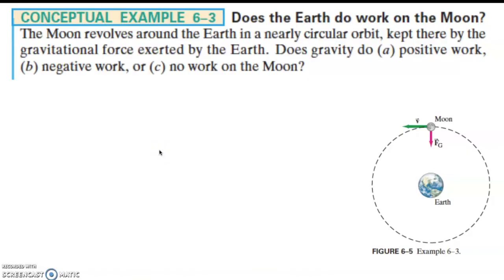And then lastly, does the Earth do work on the moon? We kind of answered this already. The moon revolves around the Earth in a nearly circular orbit, kept there by gravity. Does gravity do positive, negative, or no work? Well, we've already determined that since the motion of the moon is going this way and gravity's going inward, it's perpendicular. Therefore, the answer is C, no work.